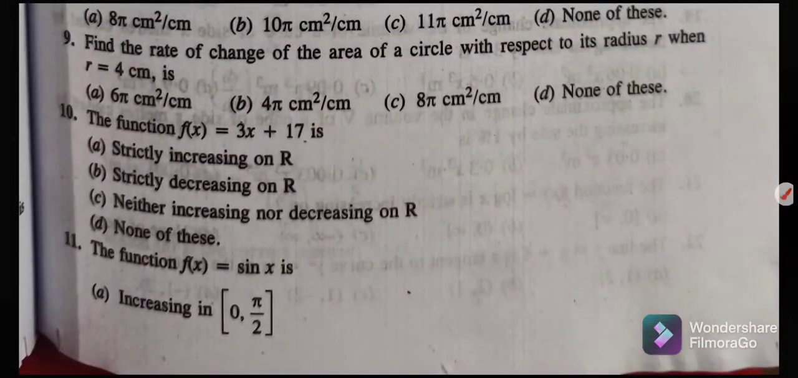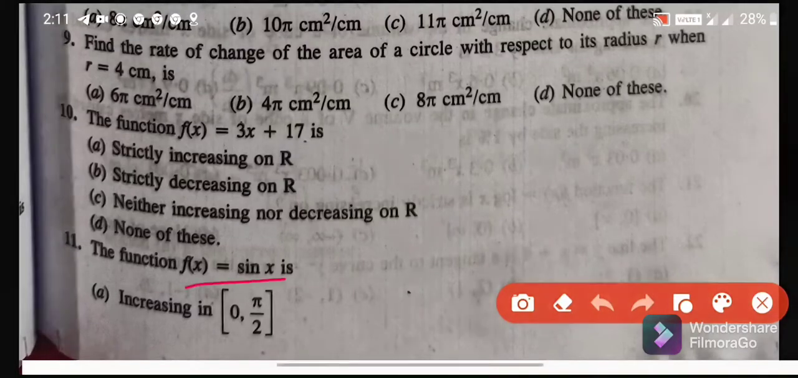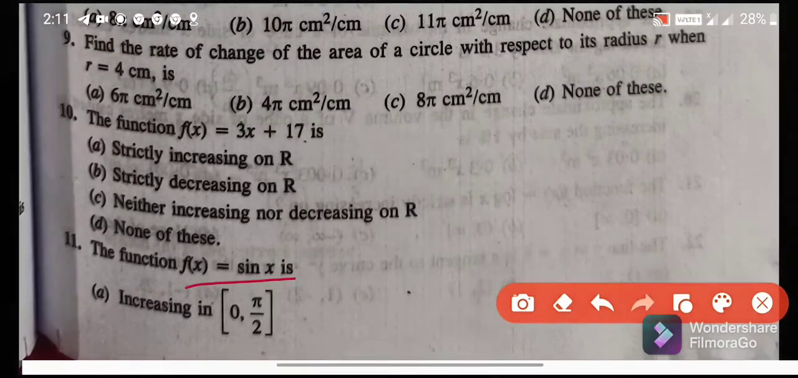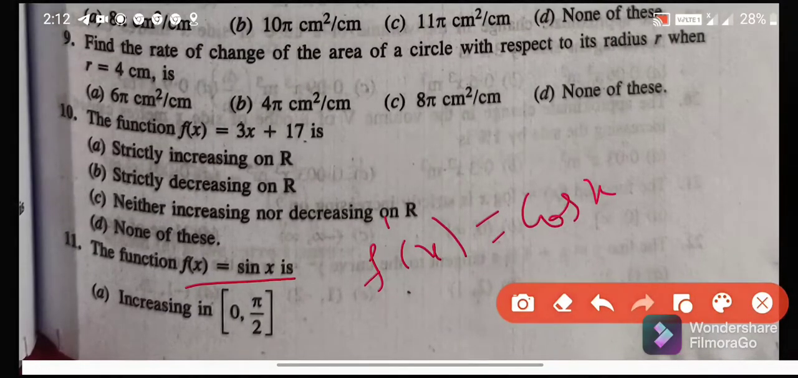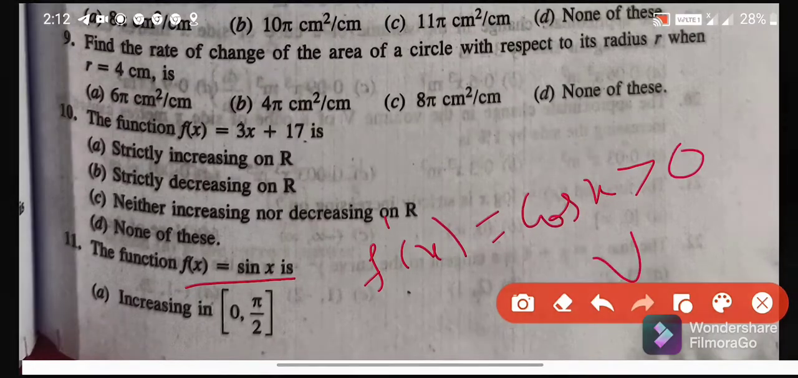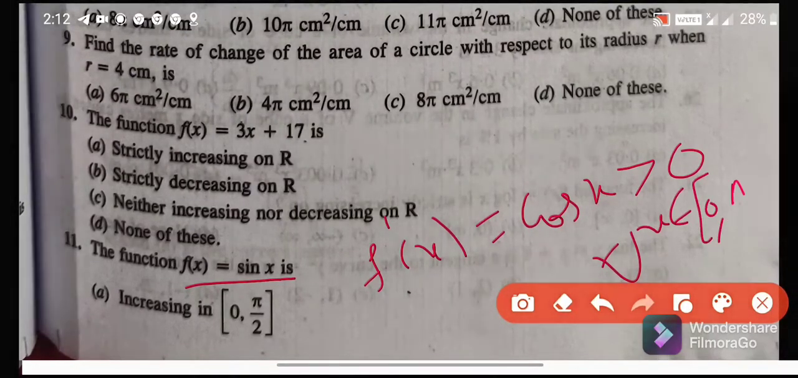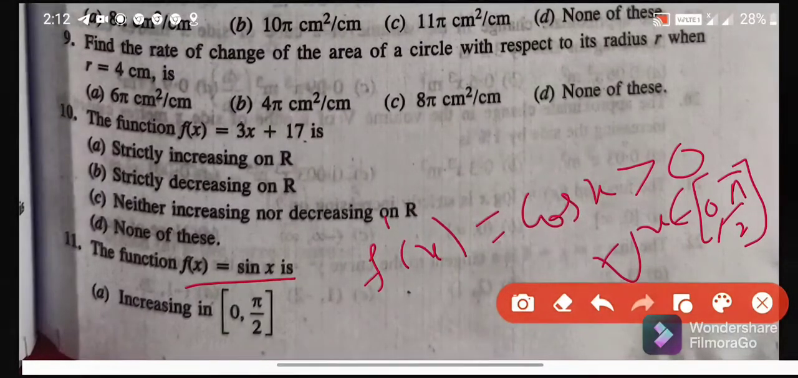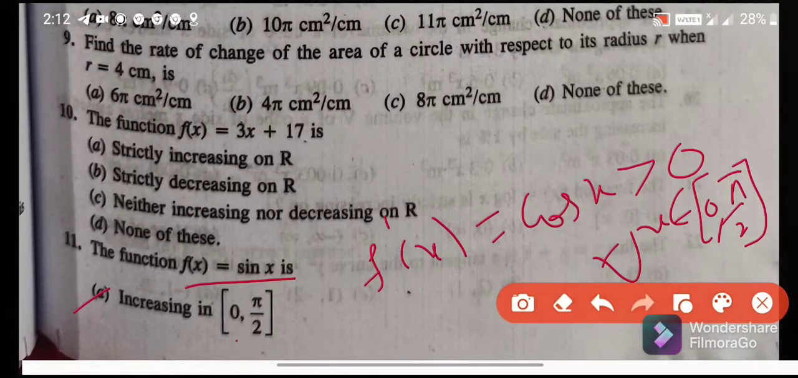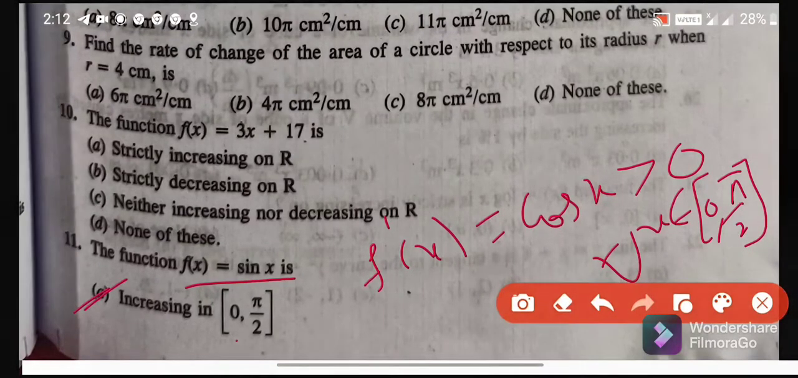Next question number 11, the function f(x) is equal to sin x. Now differentiate this function. f dash x is equal to cos x. Cos x is greater than 0 for every x belonging to 0 to pi by 2. So f(x) is increasing in 0 to pi by 2. So answer is A option.